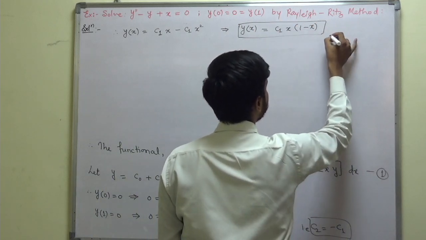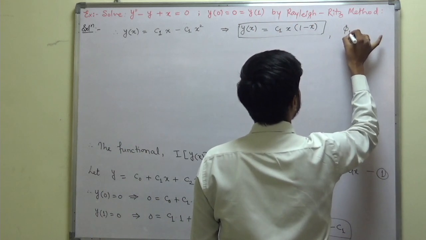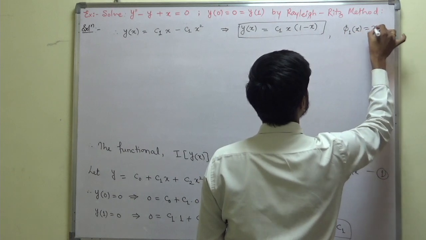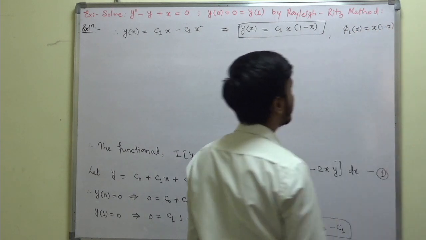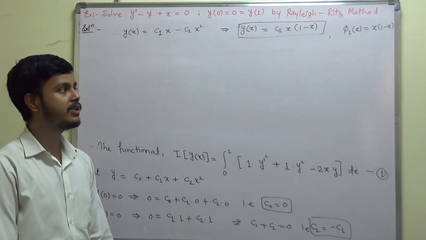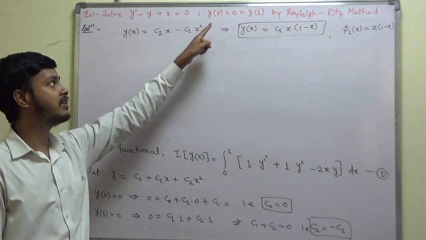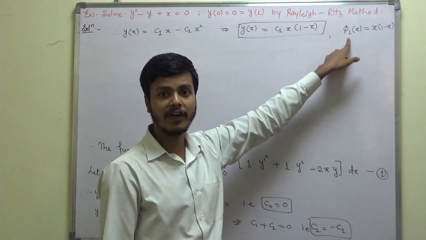So this is my y of x, and from this y of x I have to take phi 1 of x. Phi 1 of x is equal to x into 1 minus x. So I am taking phi 1 of x as x into 1 minus x. You can check whether the boundary condition is satisfied by this phi 1 or not.